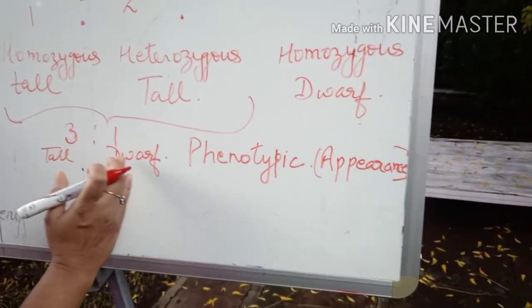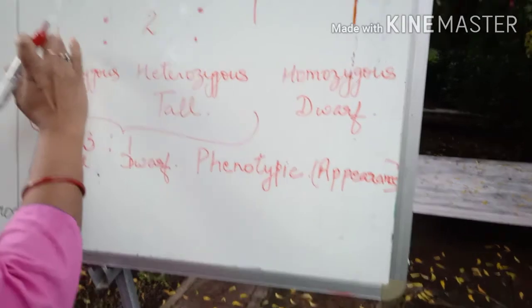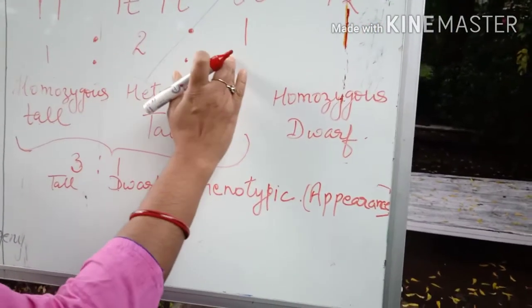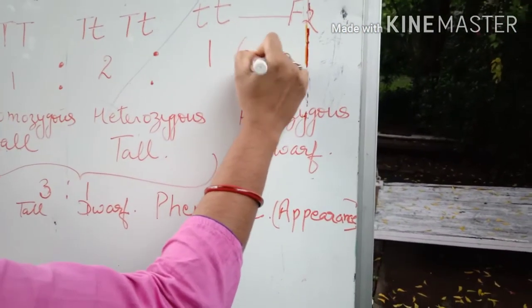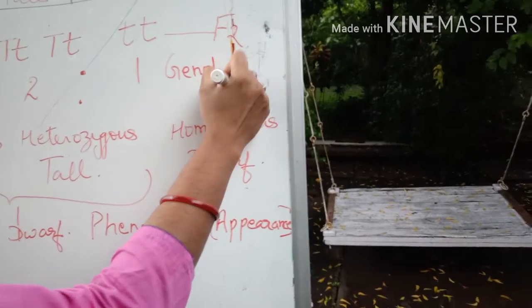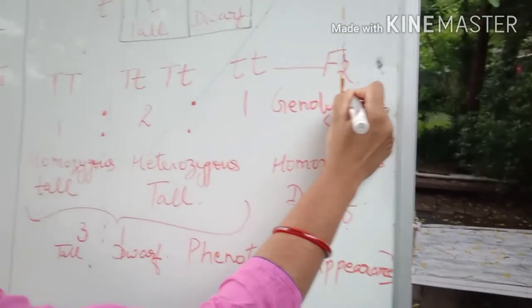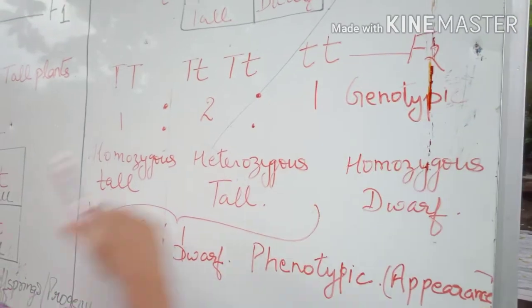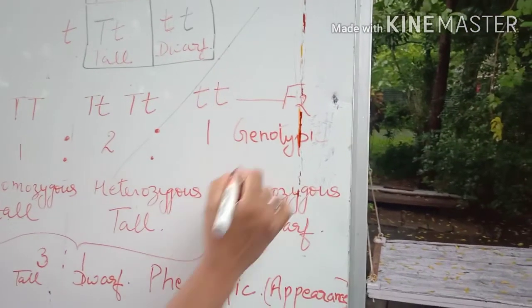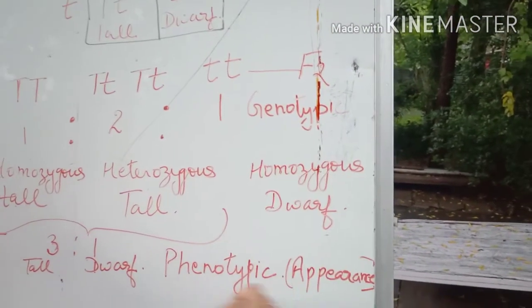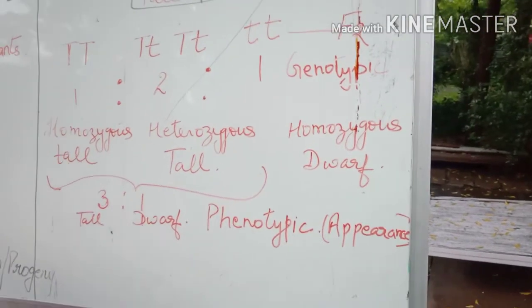That means 3:1 ratio. But 1:2:1 is the genotypic ratio. Genotypic means gene wise, if we are taking into account the genes. So this is the genotypic ratio, and this is the phenotypic ratio.